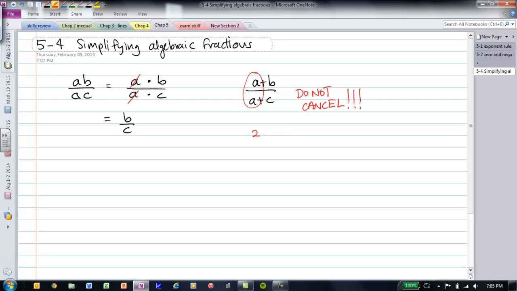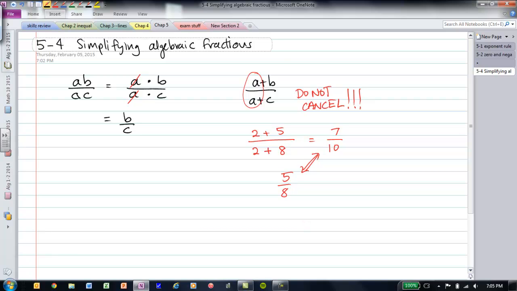So if we have 2 plus 5 over 2 plus 8, we get 7 over 10. Okay? That is definitely not the same as canceling out those 2's and getting 5 over 8. These two fractions are not equal to each other. Therefore, it helps prove that we can't cancel out those a's.